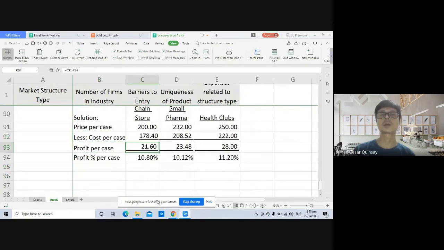So yung profit per case is 21.6 dito sa drugstore, tapos dun sa small pharma is 23.48, so mas mataas. Pero ang pinakamataas na profit per case yung kay health club. So kahit sabihin mong mataas yung cost niya, mas mataas pa rin yung profit niya. So kung titignan mo yung profit per case, kanino ka talaga kumikita? Okay, so pinakamataas yung kay health club, no? Yun nga lang, kasi bakit? Kasi sa marketing, kaya napapataas yung presyo niyan.